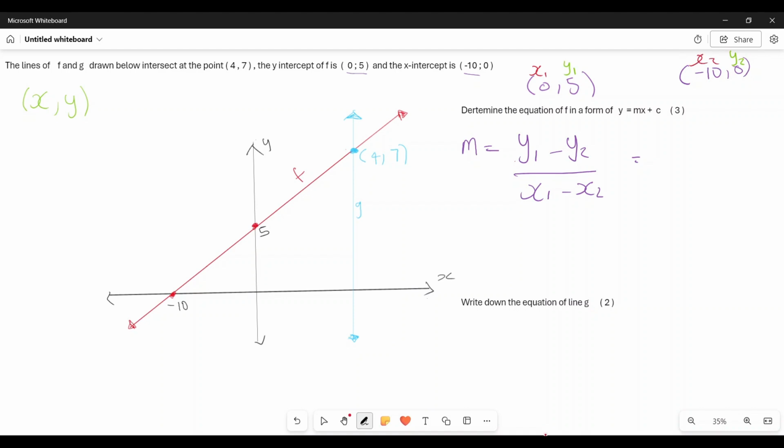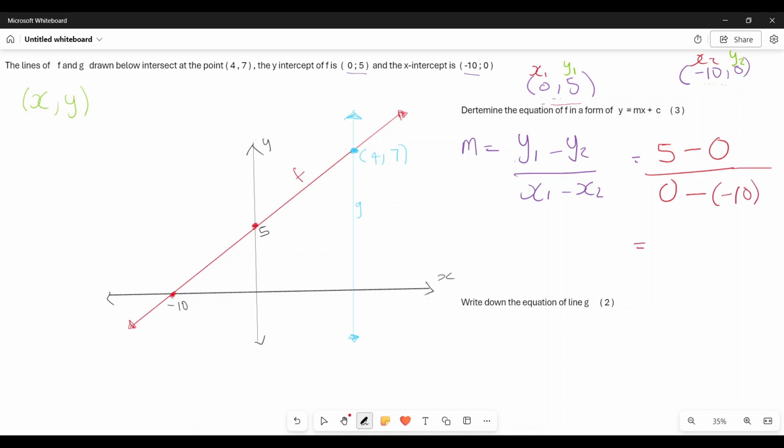Now, your x1 and your y1 need to be from the same bracket, right? You can't make this bracket have x1 and make this other bracket have y1. No, if your x1 is in the first bracket, it means that your y1 should also be in this bracket. Now, let me substitute. My y1 is 5 minus my y2, which is 0, divided by my x1, which is 0, minus my x2, which is -10. So I'm going to put it in brackets as (-10).